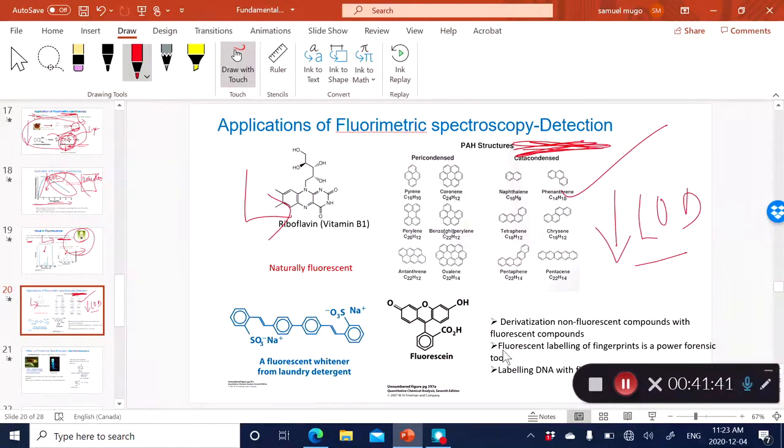In biology, it's also used a lot for detection of DNA. But in this case, because most DNAs are not fluorescent, often we would tag them or derivatize them using a fluorescent compound such as fluorescein and so on. So many applications.